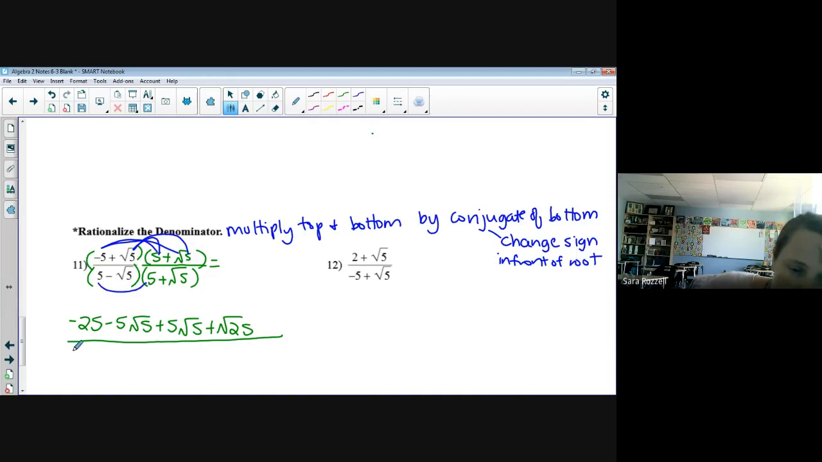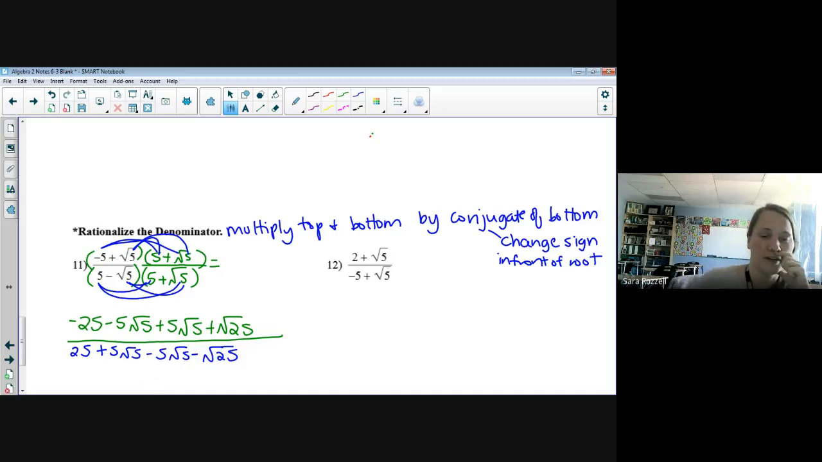Now we'll do the next one. 25. 5 root 5. Negative 5 root 5. And minus the square root of 25. Sometimes things will cancel out. I mean, there will always be stuff on the bottom that'll cancel out. Let's see what happens. I've got a 5 root 5 and a minus 5 root 5. Those are both going to go away on the bottom. It just so happens they also go away on the top because one's positive and one's negative.